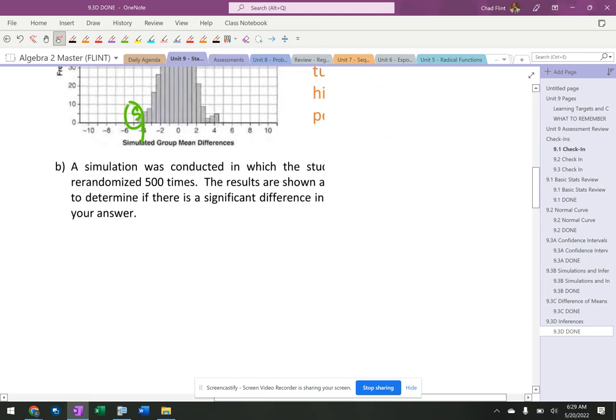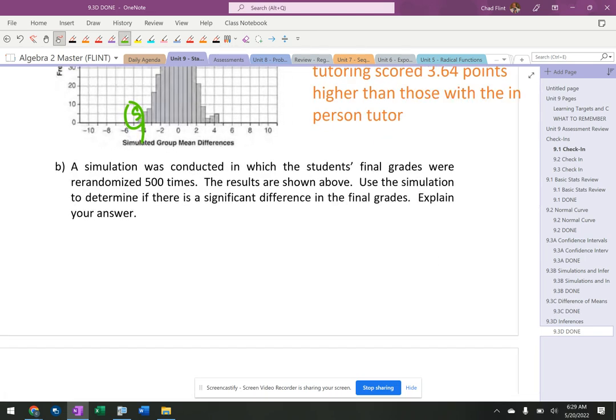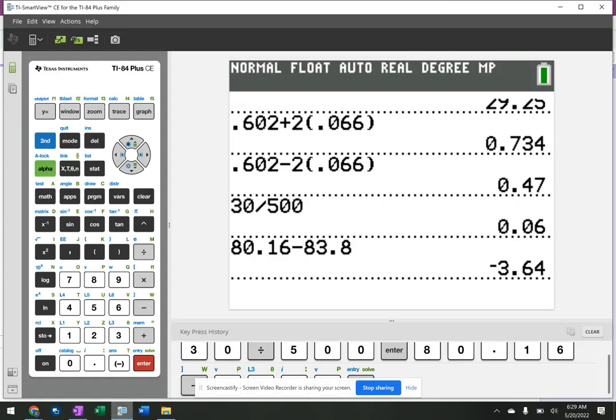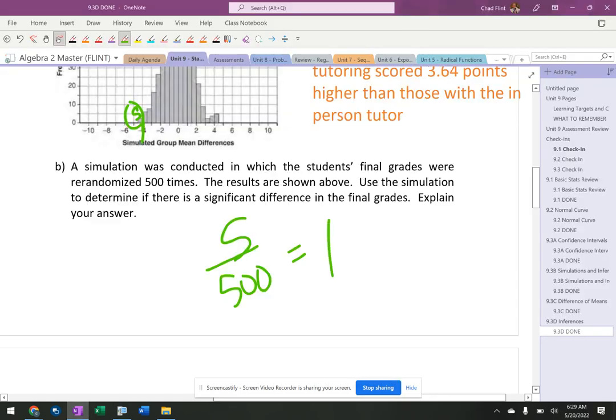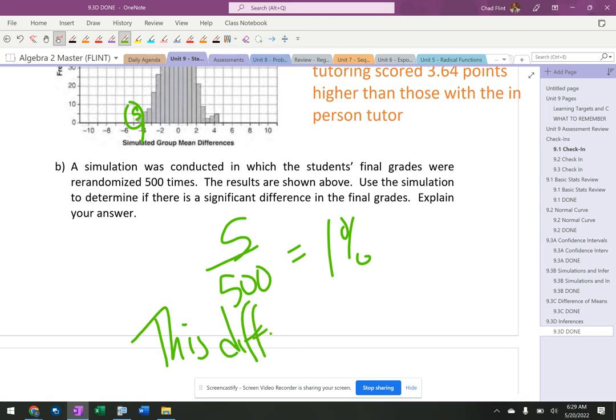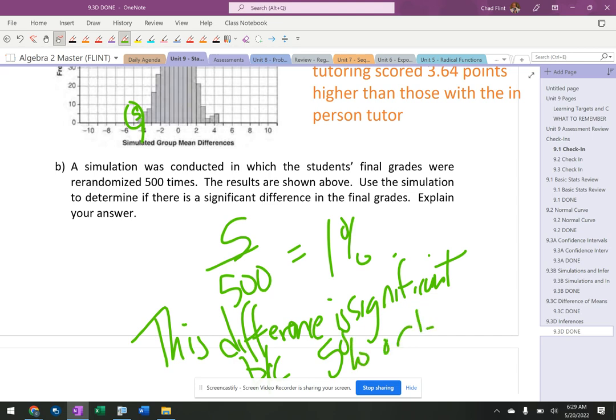All right. So it's a little hard with this type of graph because it doesn't break it down by that much. So there's a little bit of wiggle room in terms of where you would actually pick that out. So 5 divided by 500 is 1%. This difference is significant because it's 5% or less.